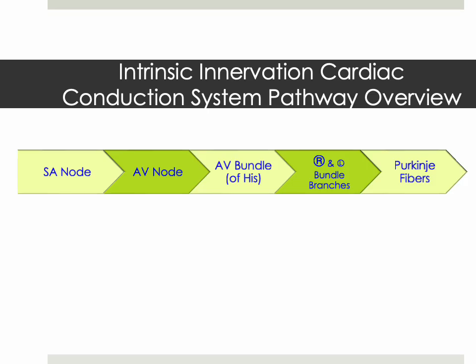Here we have her again. So intrinsic innervation of the heart or conduction system pathway. So we started with the SA node, then the AV node, then the bundle of His, then the branches, and then the Purkinje fibers.